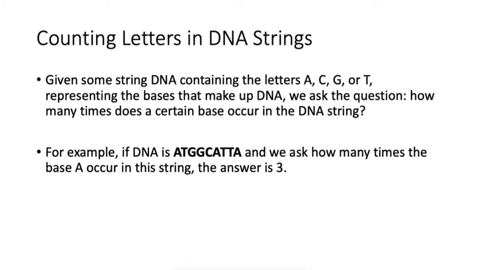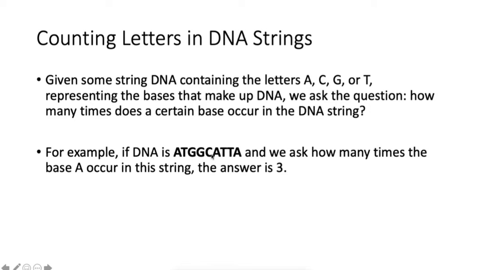Let's see for the example given here, if the DNA is ATGGCATTA, we can ask how many times the base A occurs in this string. Because this is small enough, we could just go through each of the nucleotides and count: A comes once, twice, thrice. So we see that A comes three times. And similarly, if somebody asks how many times T comes, it could be one, two, three again. And similarly, G comes twice and C comes once.